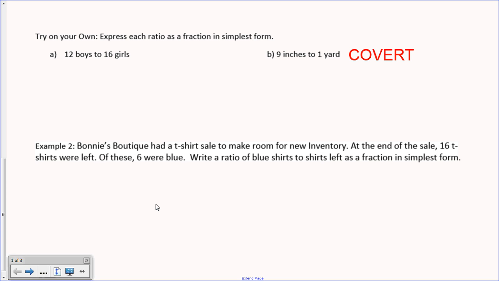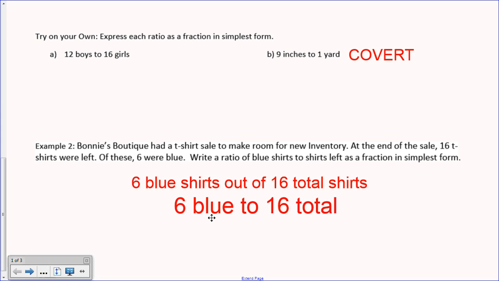At the end of the sale, 16 t-shirts were left. Of these, 6 were blue. Write a ratio of blue shirts to shirts left as a fraction in simplest form. Okay, well, we just said it's 6 blue shirts out of the 16 total shirts. I showed you in the first example that "out of" actually does mean "to". So it's 6 blue shirts to the 16 total shirts.